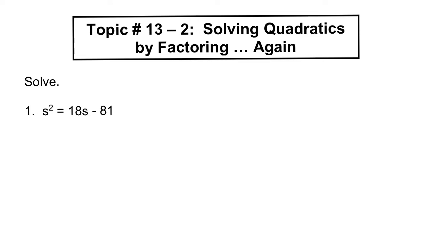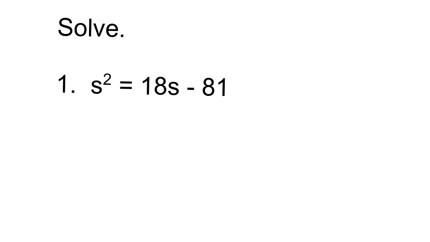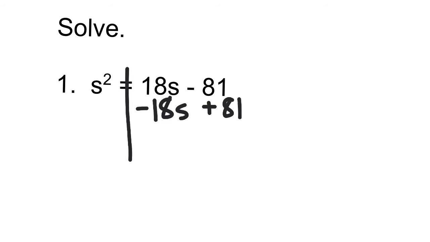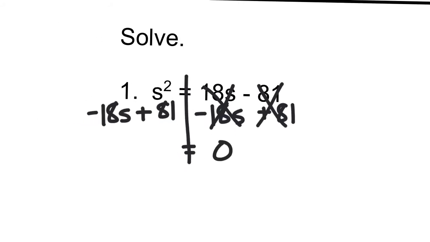So first we begin with the quadratic equation. We want to make this quadratic equation equal to 0 so that we can find its solutions or zeros. And we do that by performing the opposite operation, so that these will cancel out and leave the solution equal to 0. So our equation now reads s squared minus 18s plus 81.